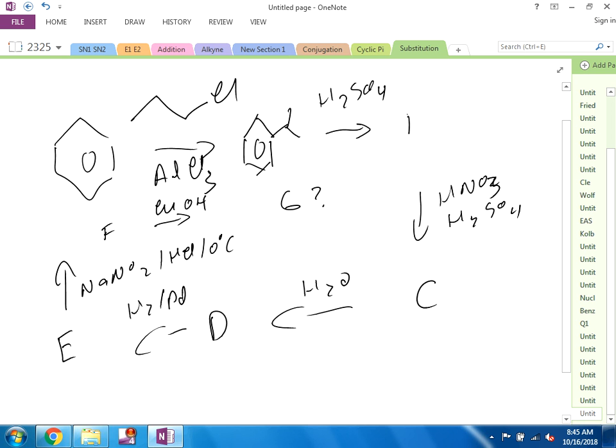Alkyl groups are ortho, para, or meta directors. Let's give Aaron a hand. They're ortho-para directors, right? And in this case, I would surmise that it should go para, right? Because of steric hindrance.